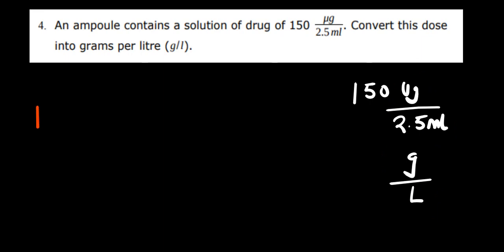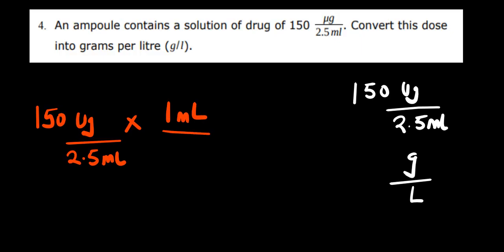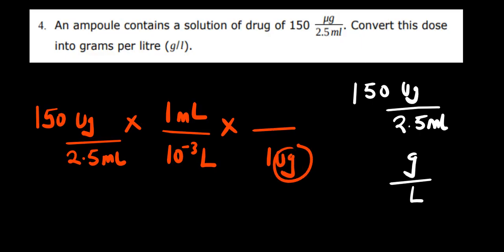So we are converting 150 micrograms divided by 2.5 mils, multiplied by. So what will be our conversion factor? You know that 1 milliliter, milli just means 10 to the power negative 3, so it's 10 to the power negative 3 liter. That is the conversion unit. We'll come to the other side. Here we have a microgram, and micro just means 10 to the power negative 6, so I'm going to write 1 microgram equals 10 to the power negative 6 grams.